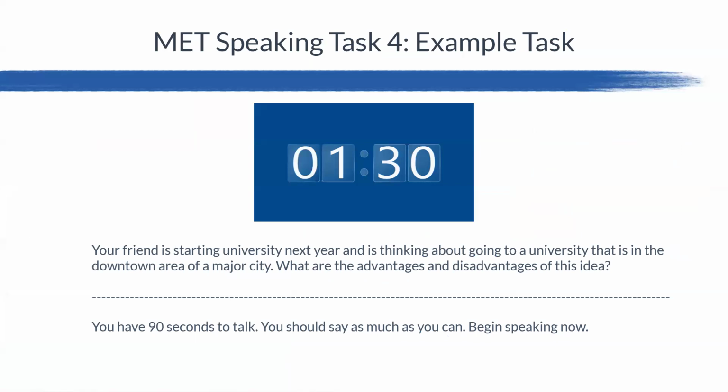Task 4. Your friend is starting university next year and is thinking about going to a university that is in the downtown area of a major city. What are the advantages and disadvantages of this idea? You have 90 seconds to talk. You should say as much as you can. Begin speaking now.